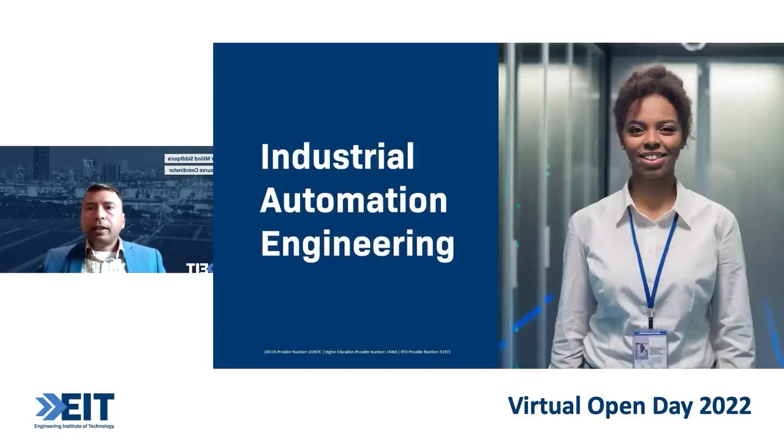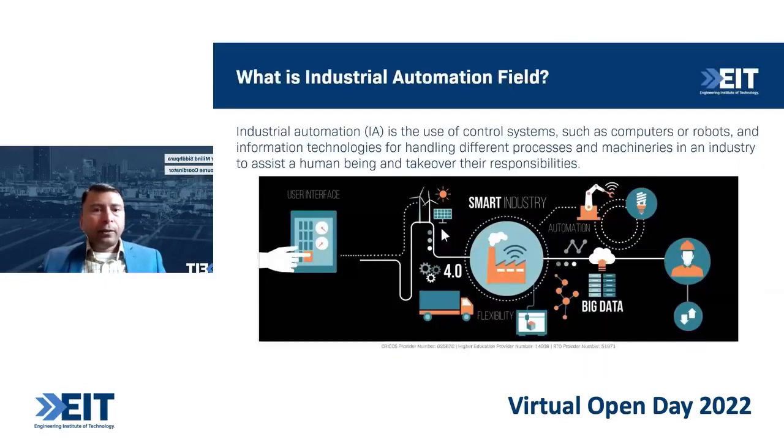Let's talk about the next one, which is industrial automation engineering. So industrial automation engineering is the fourth discipline which we offer, the fourth main discipline. We also offer some of the other subdisciplinary areas. But industrial automation basically is the use of a variety of control systems, including robots, computers, and some of the technology to handle the processes and the machinery autonomously.